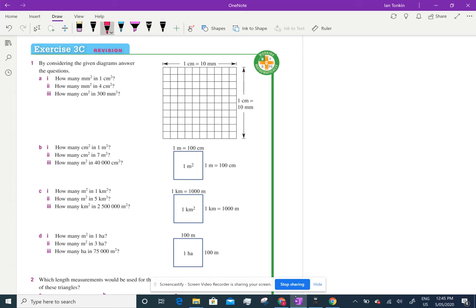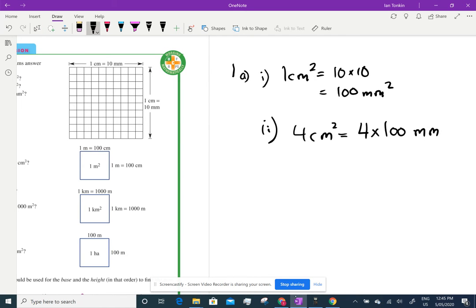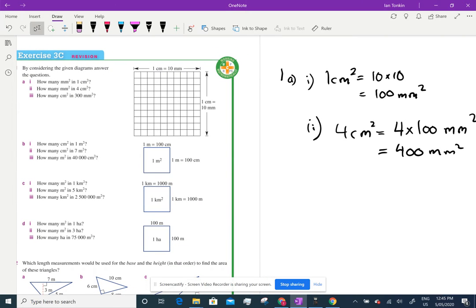So this is question 1A. 1 centimetre squared equals 10 times 10, 100 millimetres squared. So part 2, which asks for 4 centimetres squared, well, that's 4 times 100 millimetres squared. So 400 millimetres squared. And you can do the rest of those.